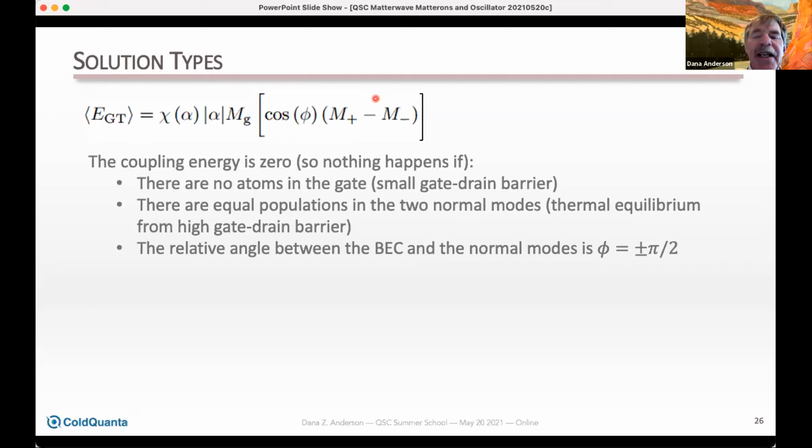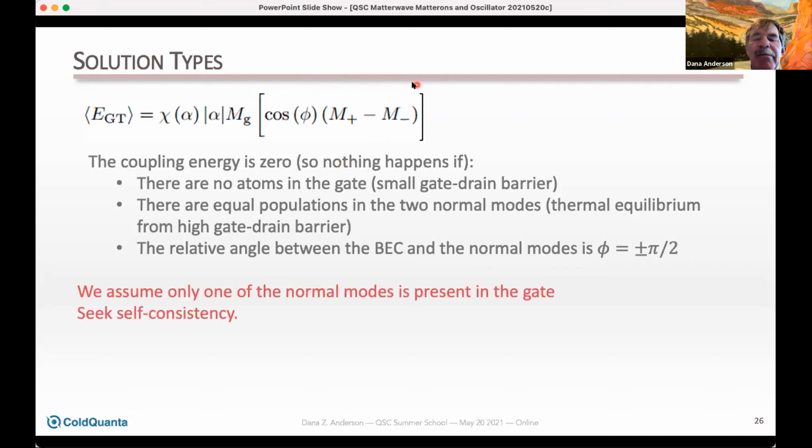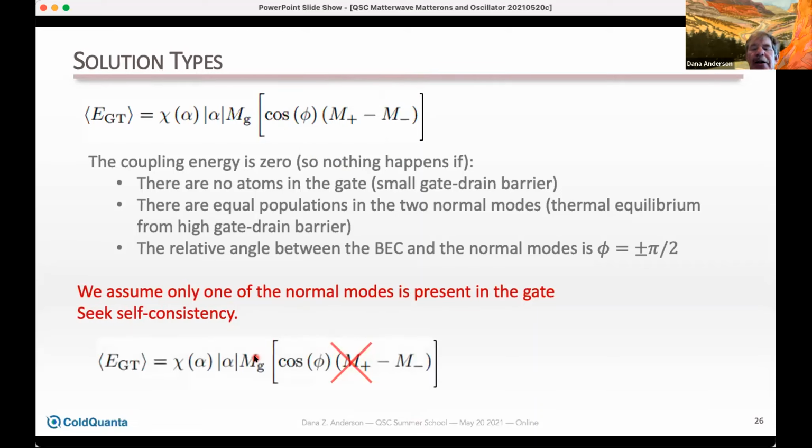The interesting thing happens when I start out by assuming that only one of these two modes actually exists, and that's going to be proved to be self-consistent. So we're going to only assume one of the normal modes is present in the gate, and we'll show later that self-consistency for the time being, that only the antisymmetric mode is in the gate. I could have chosen the symmetric mode. I chose the antisymmetric mode here.